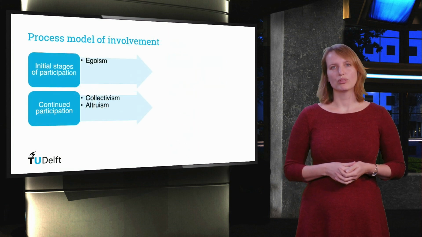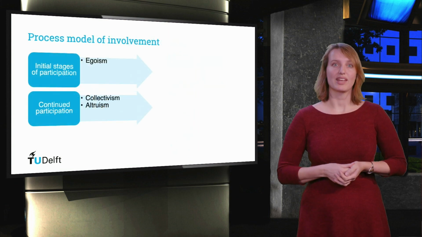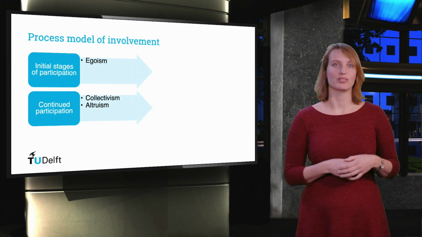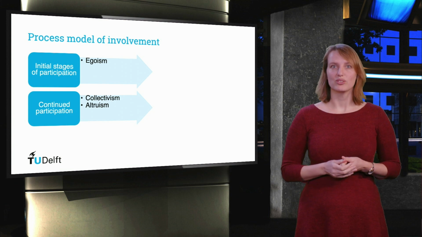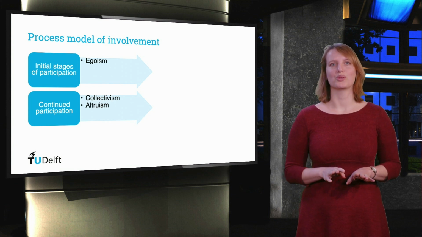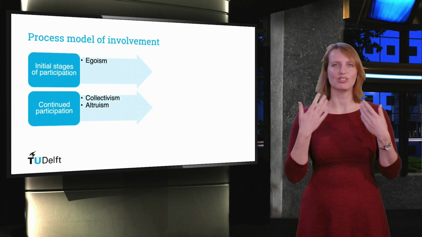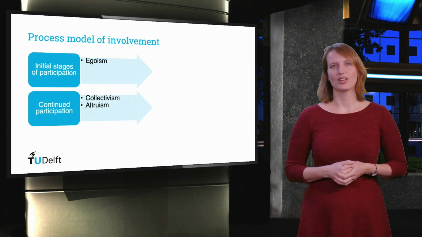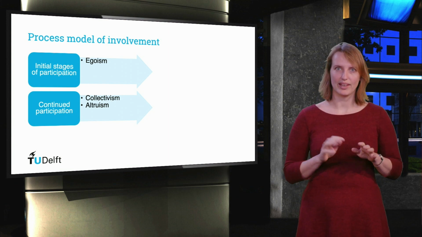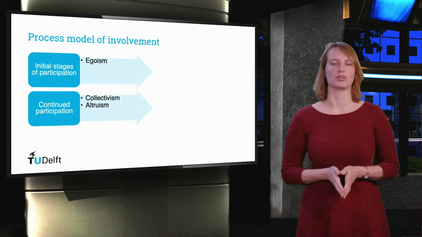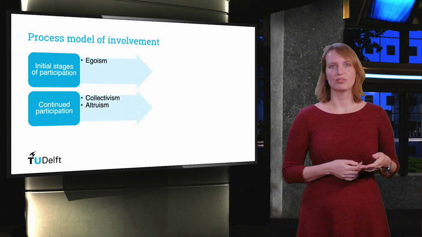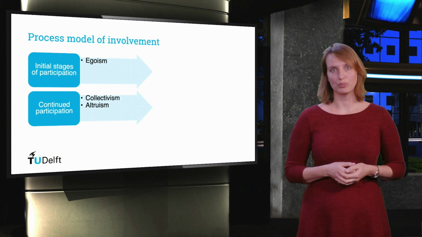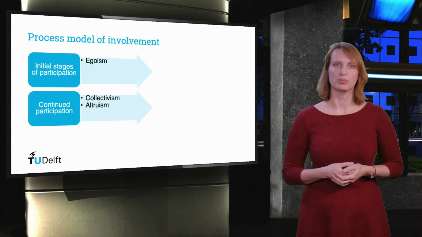Based on the motivational framework of Batson et al., Rotman et al. developed a process model of involvement in citizen science. Rotman et al. found that egoism was the most important motivational category at the initial stages of participation, while for continued participation, collectivism and altruism play a more important role. They propose that responding to the different motivational factors at different points of participation will help keep participants engaged.